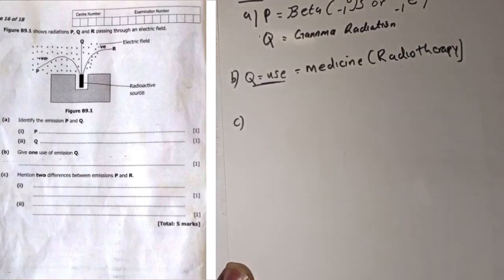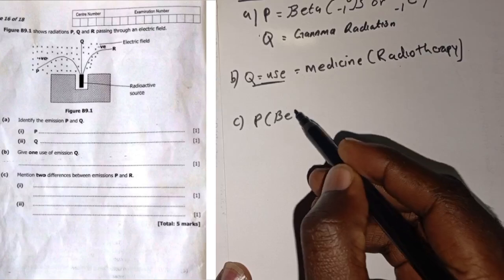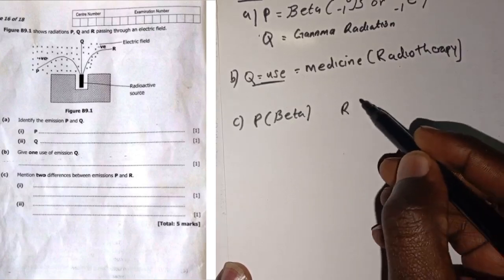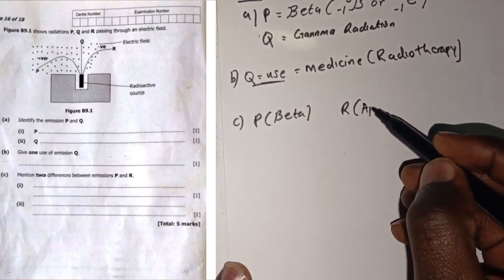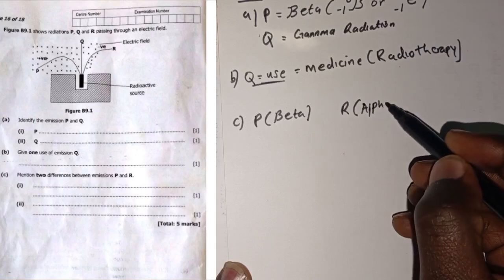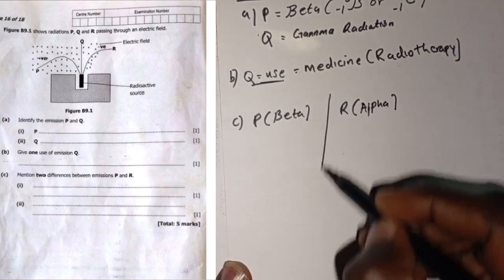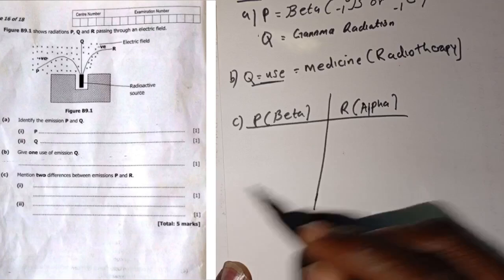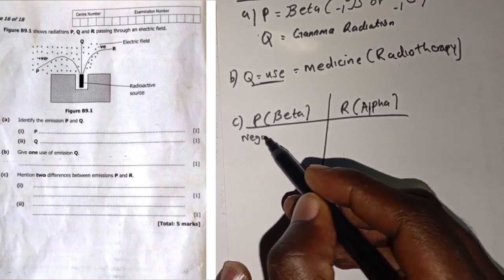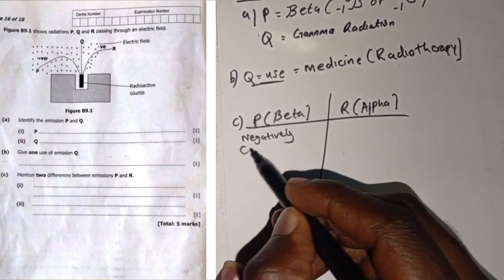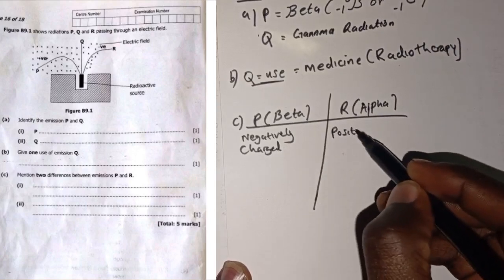Then question C, mention two differences between emissions P and R. So P, we've already said it is beta. R goes to the negative side, and this is because it is alpha radiation. So what are the differences here? You should write them in paragraph form. So beta radiation is negatively charged, while alpha radiation is positively charged.